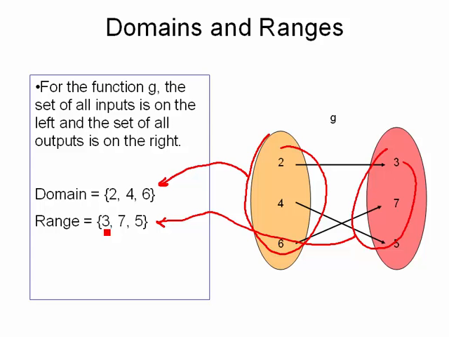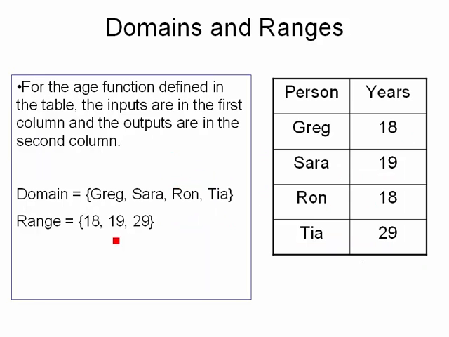So the domain is the set of all inputs, or the set of all values for the input, or the independent variable, and the range is the set of all values for the output, or the set of values for the dependent variable. Now when we go to this table, it's going to be even easier because remember our first column was all our inputs, so the domain is just the set of all those objects, and again I've gone ahead and used the curly brackets here, meaning the set.